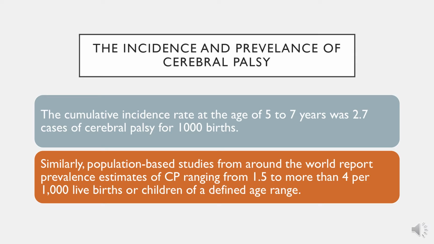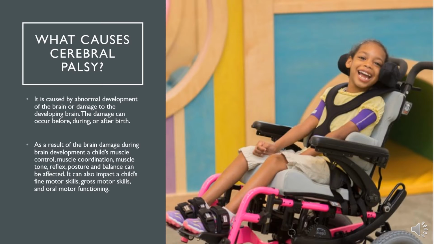Now, the cumulative incidence rate at the age of 5 to 7 years was 2.7 cases of cerebral palsy for 1,000 births. Similarly, population-based studies from around the world report prevalence estimates of CP ranging from 1.5 to more than 4 per 1,000 live births or children of defined age range.